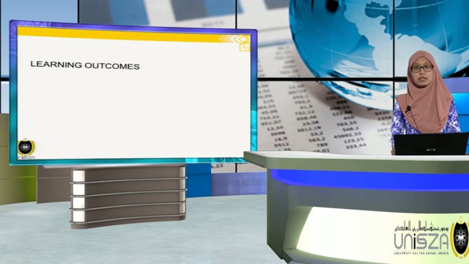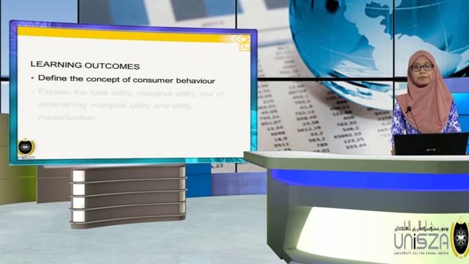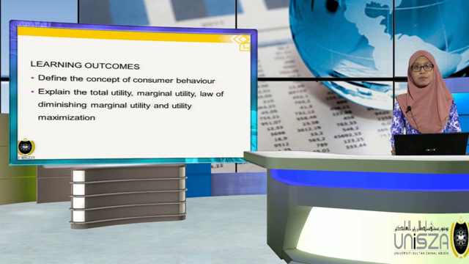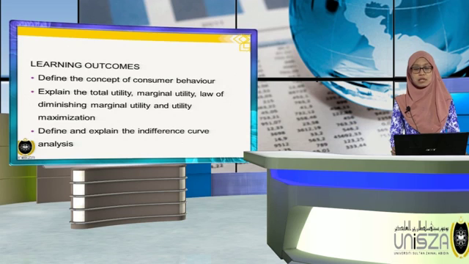At the end of this chapter, the student should be able to define the concept of consumer behavior. Next, explain the total utility, marginal utility, law of diminishing marginal utility, and utility maximization. Next, define and explain the indifference curve analysis.